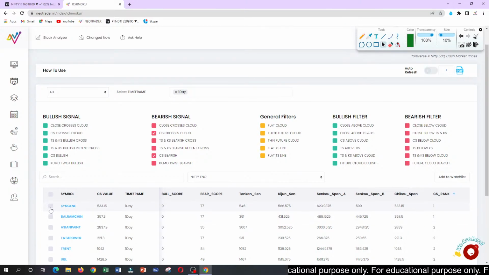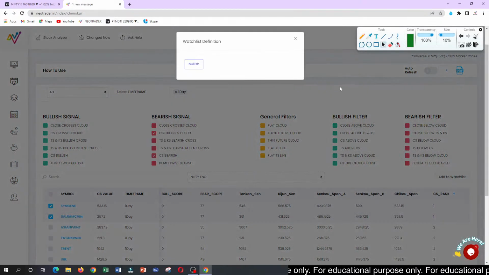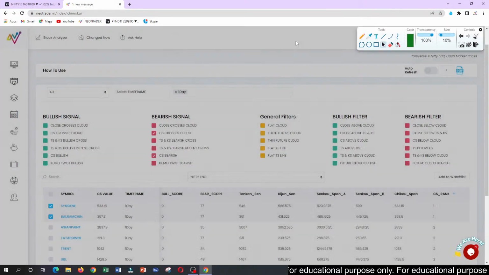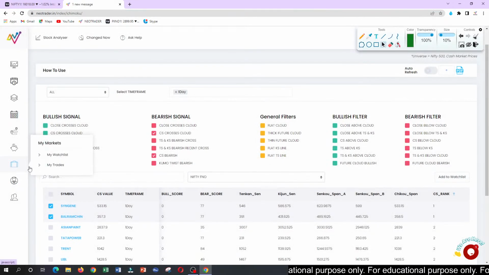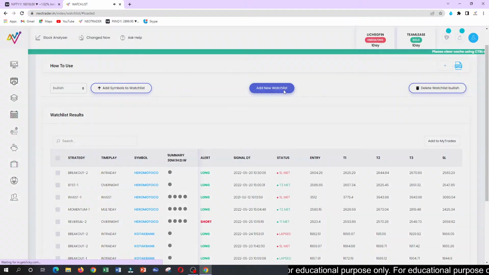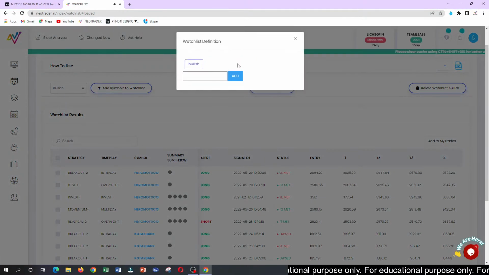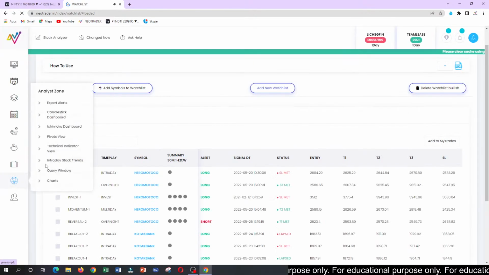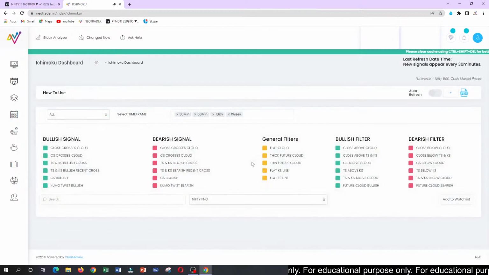So I'm going to select both these stocks here, and I'm going to add these 2 stocks to my bearish list. So I need to go to my watch list. I need to click on add new watch list, and I'm going to name it bearish, right? I'll call it bearish, and I say add, right? And I go back to my Ichimoku page.